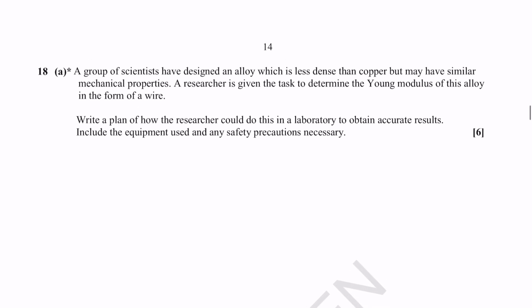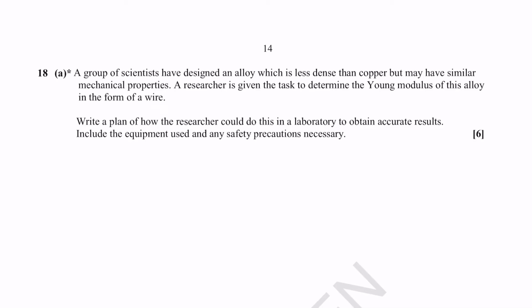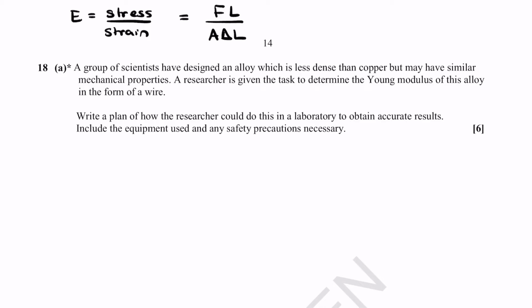So, just as some background information, we know that Young modulus, E, is essentially stress over strain, which in other words can be written as F times L over A times delta L, where F is the force, L is the original length, A is the area of the cross section of the wire, and delta L is the extension. So if we were to draw a graph of stress versus strain, the gradient will give us the answer.